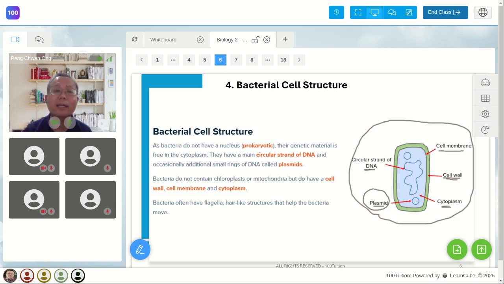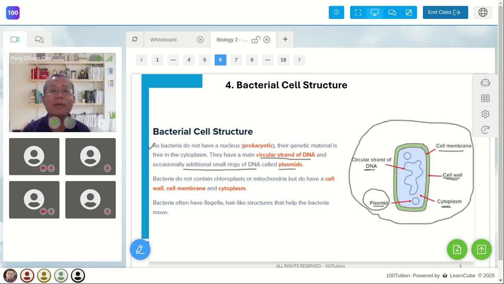Okay, so let's look in detail. Bacteria don't have a nucleus, right? So their genetic material is free in the cytoplasm. Okay, and they have a circular strand of DNA.